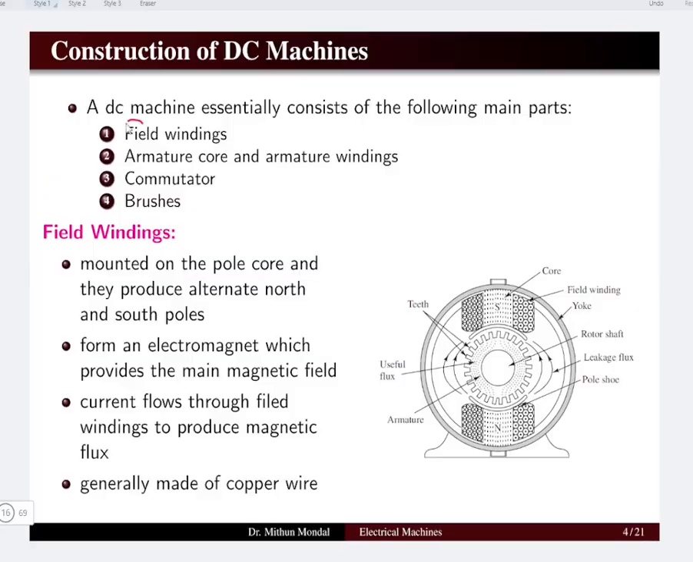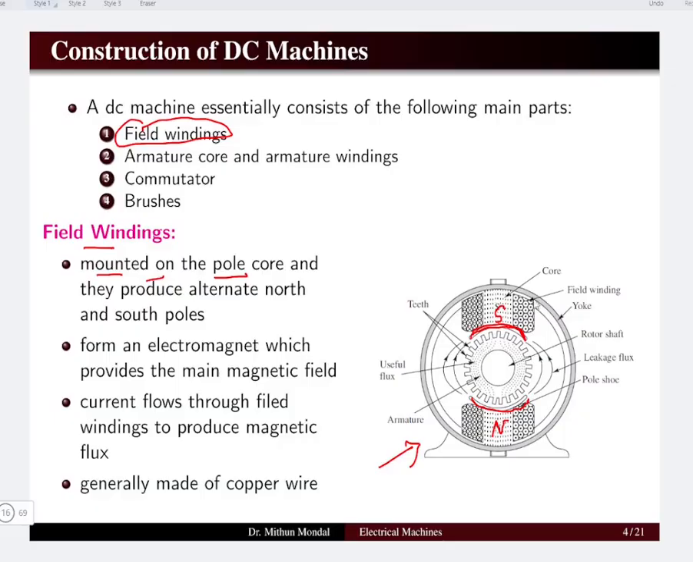Now let us talk about the field winding first, how the field winding is there. So this is the overall construction of the DC machine, and the field winding is mounted on the pole core. You will be requiring it to produce the magnetic field. So there will be the poles. We have the poles in the form of a vented one, which is the north pole and the south pole. If you take this one as the north pole and this one as the south pole, hence the field winding will be mounted on the pole core.